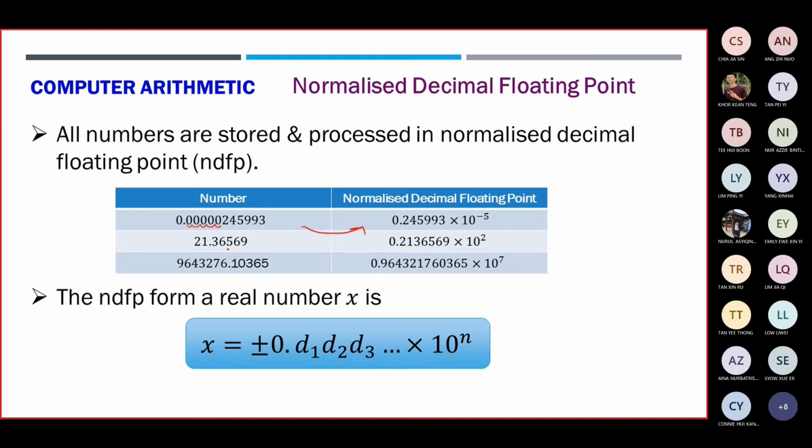Now the second one, likewise the same thing. Now you need to form it in the NDFP form, so you need to move the decimal point to the front. It becomes power 2.